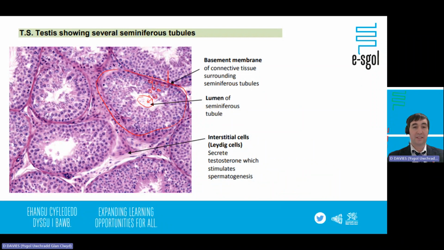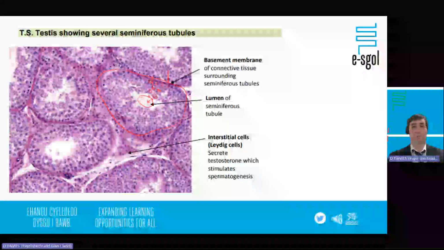You've got cells in between these seminiferous tubules called interstitial cells or Leydig cells, and these are the ones that produce testosterone. Testosterone causes that spermatogenesis to occur, as well as the secondary sexual characteristics I've spoken about before.